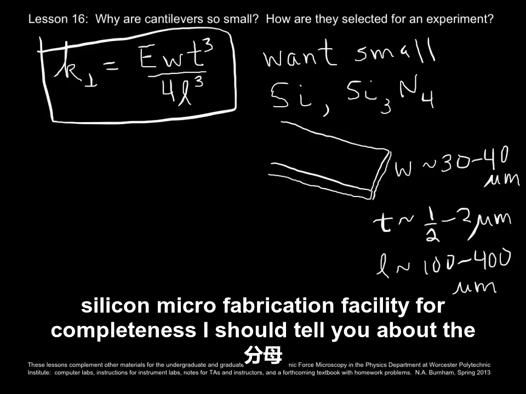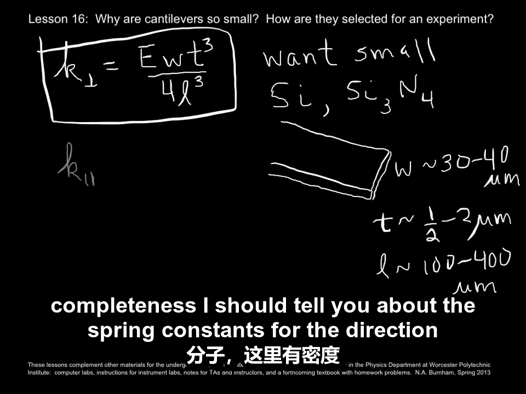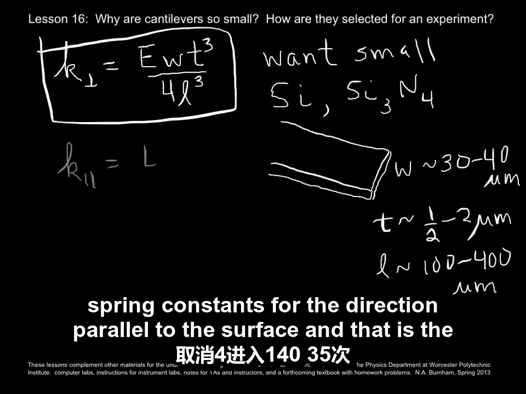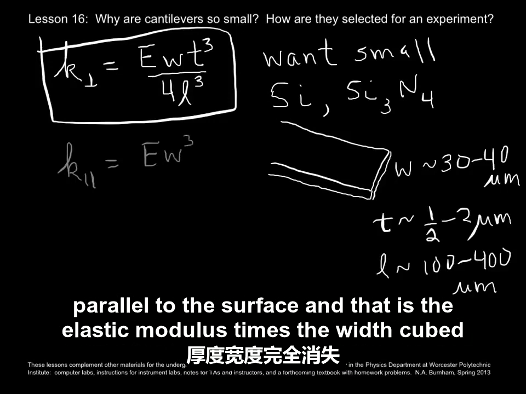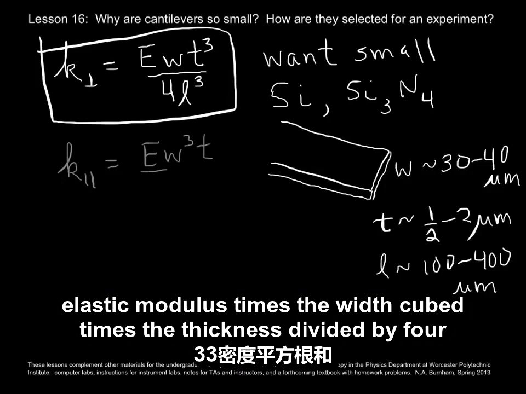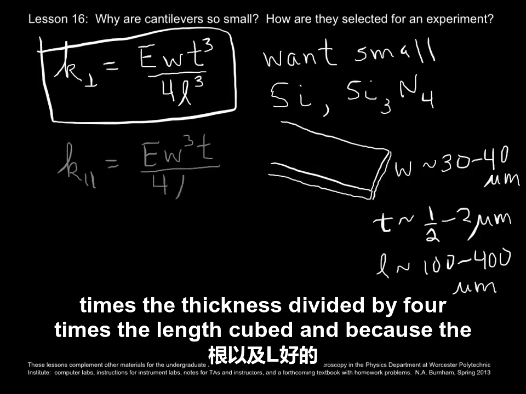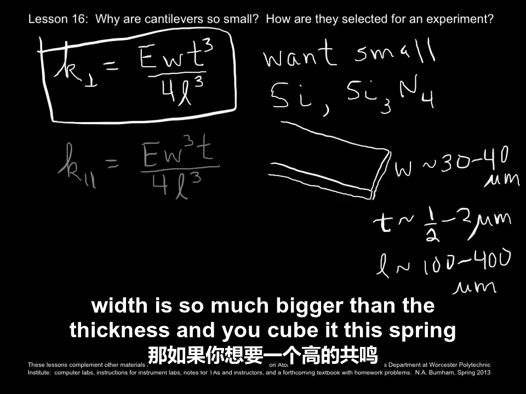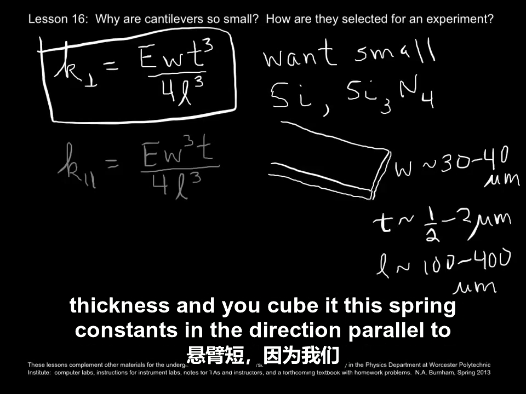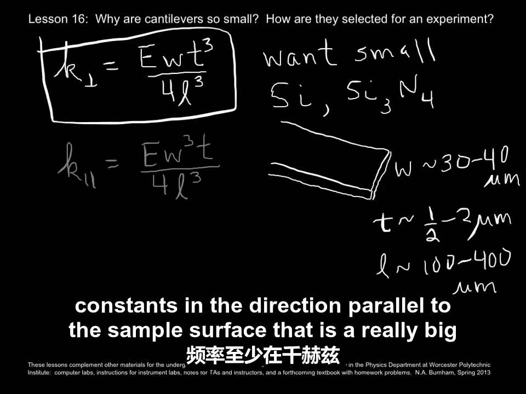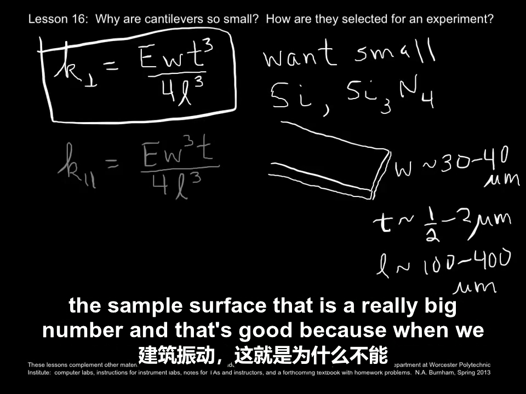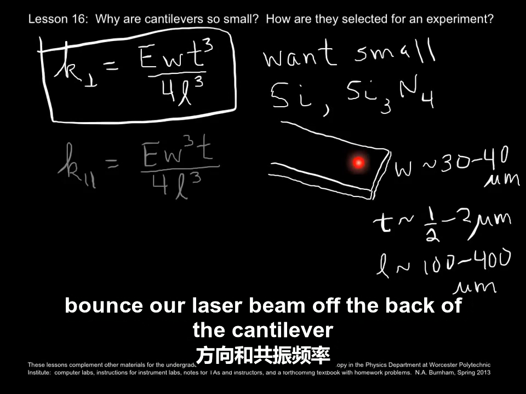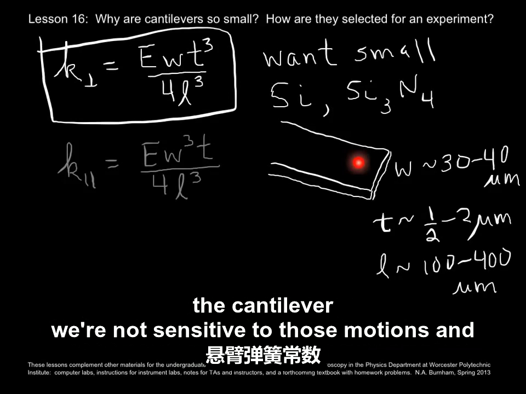For completeness, I should tell you about the spring constant for the direction parallel to the surface, and that is the elastic modulus times the width cubed times the thickness, divided by 4 times the length cubed. Because the width is so much bigger than the thickness, and you cube it, this spring constant in the direction parallel to the sample surface is a really big number. And that's good because when we bounce our laser beam off the back of the cantilever, we're not sensitive to those motions.